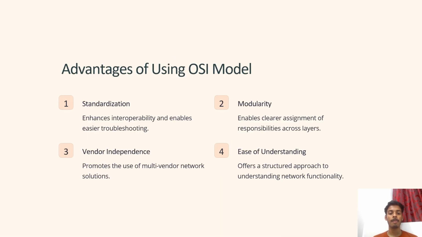So let us proceed. What are the advantages of using the OSI model? Standardization: it enhances interoperability and enables easier troubleshooting. Second is modularity: it enables clearer assignment of responsibility across layers. The third one is vendor independence: it promotes the use of multi-vendor network solutions. Ease of understanding: it offers a structured approach to understanding network functionality.